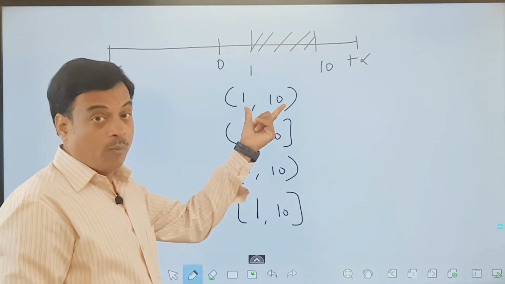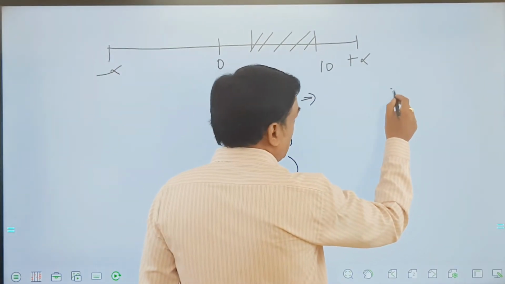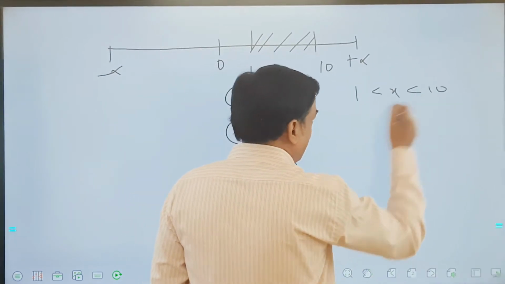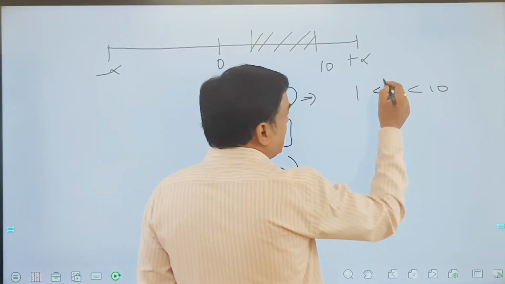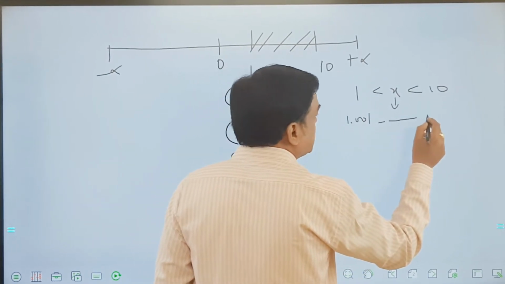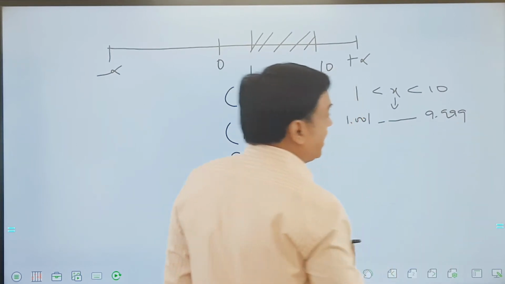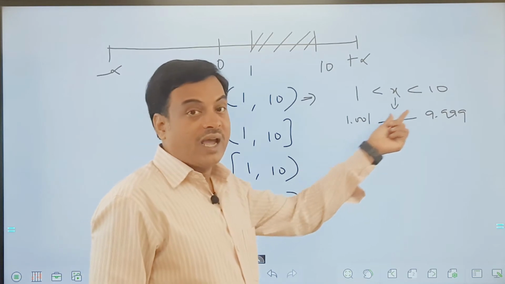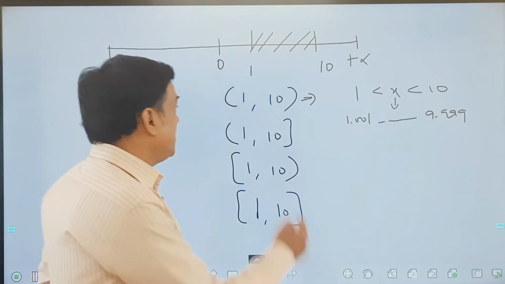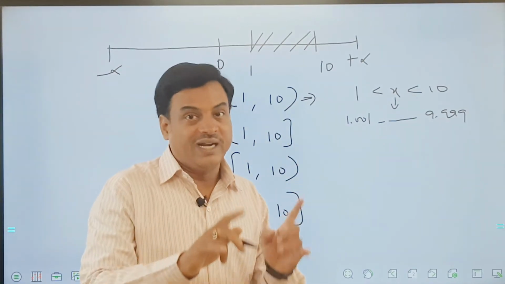Here both are open interval. That means here you can say x will be greater than 1 and less than 10, and the values of x it can take are 1.001 onwards till 9.999 kind of values. So 1 is not included and 10 is not included in this. So when I say open interval, the extreme values are not included in that case.